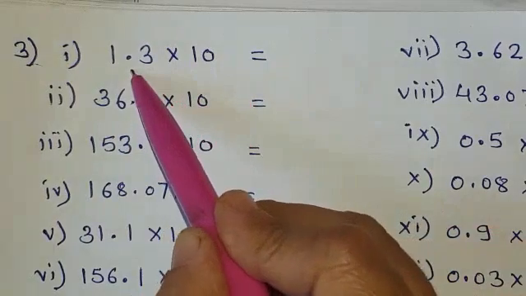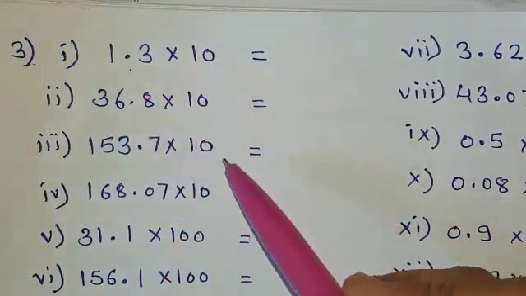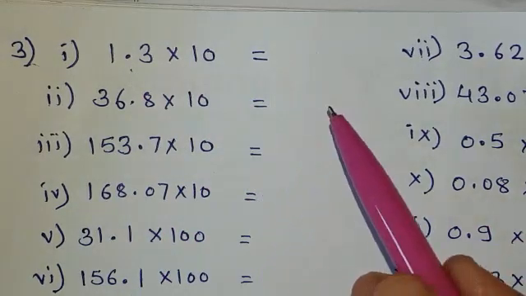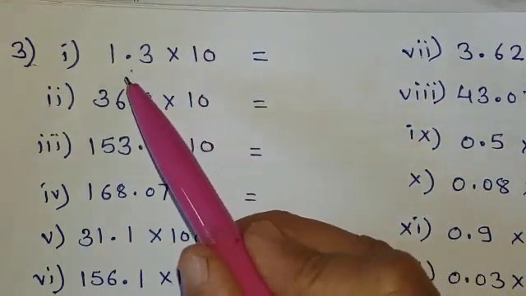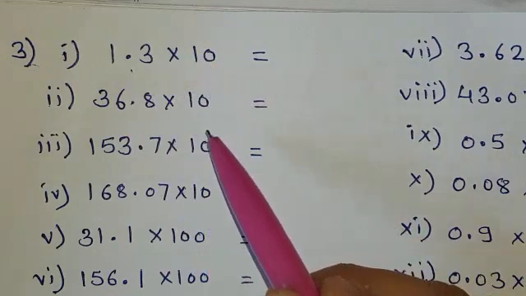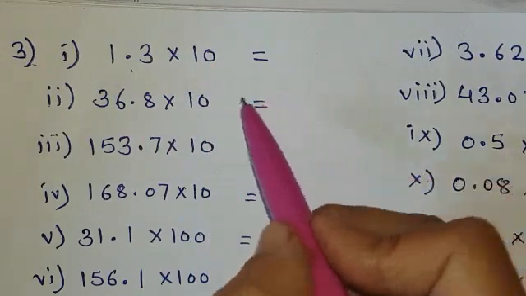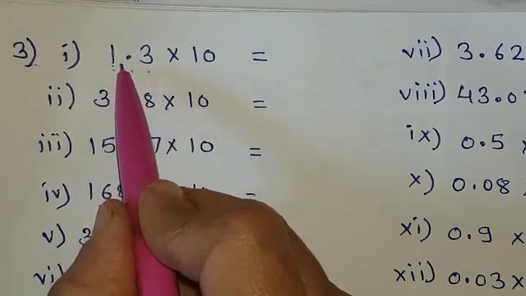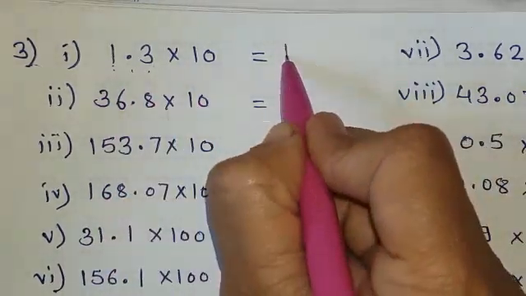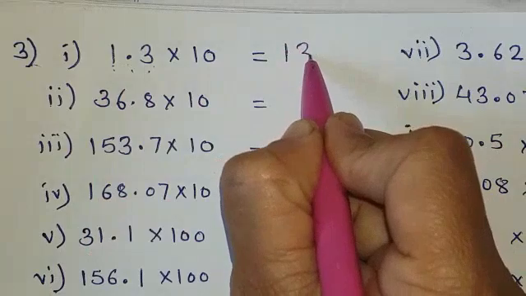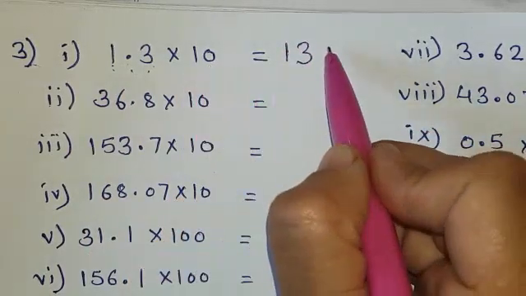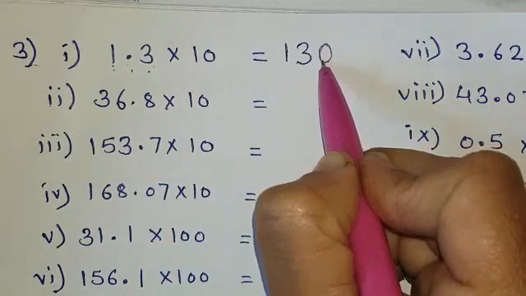A decimal number multiplied by 10, 100 and 1000. I will tell you a very short method. Whenever we multiply any decimal number by 10, 100 or 1000, write down that number without the decimal. See here it is 1.3, so I will write the number without the decimal as 13. Now there is only one 0 in 10, so I will write one 0.